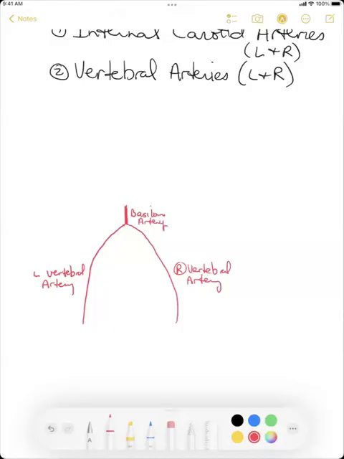And then the basilar artery is actually going to split into two arteries. The first one is going to go to the left side of the brain, to the back of the left side of the brain. Then there's one that goes off to the right side of the brain. The one that goes to the left is called the left posterior cerebral artery. And the one that goes to the right is called the right posterior cerebral artery.